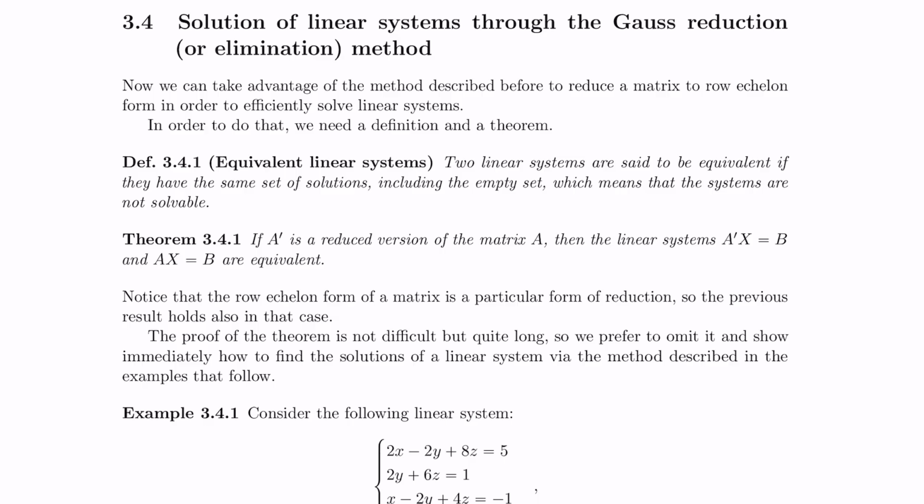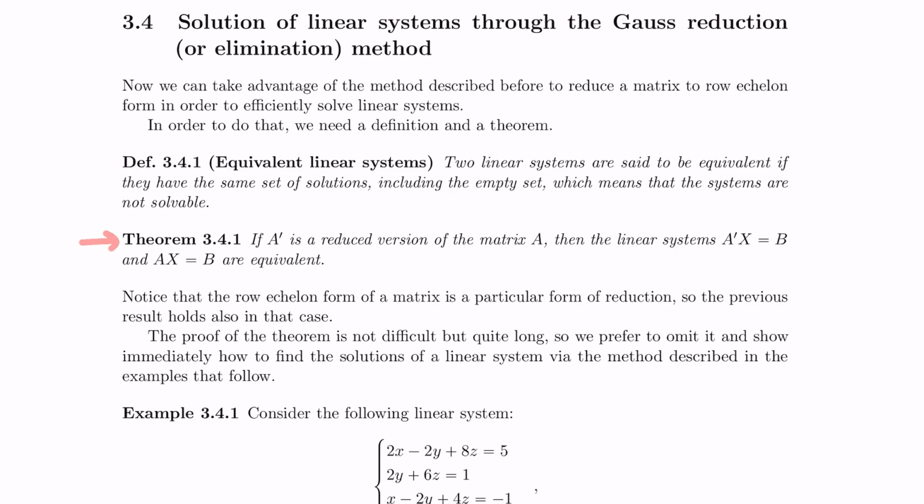To discuss the Gauss method to solve linear systems, we first need a definition and a theorem. Two linear systems are said to be equivalent if they have the same set of solutions, including the empty set, which means that they are both non-solvable.